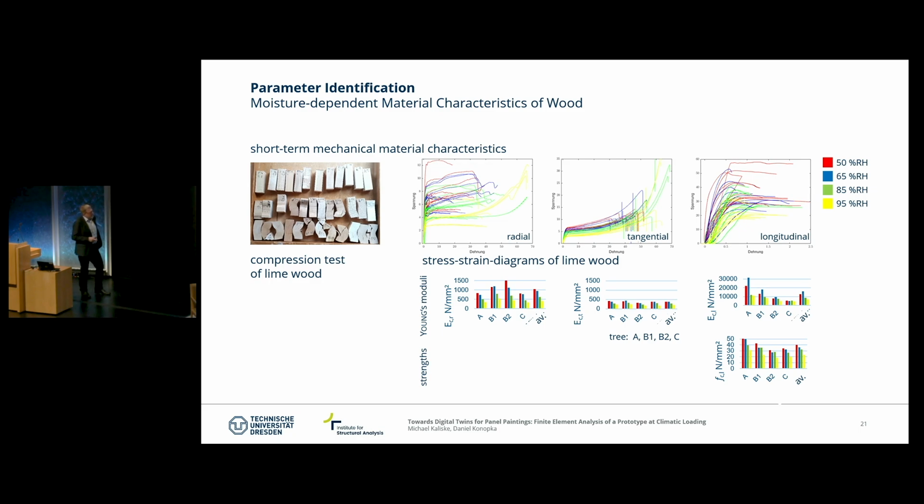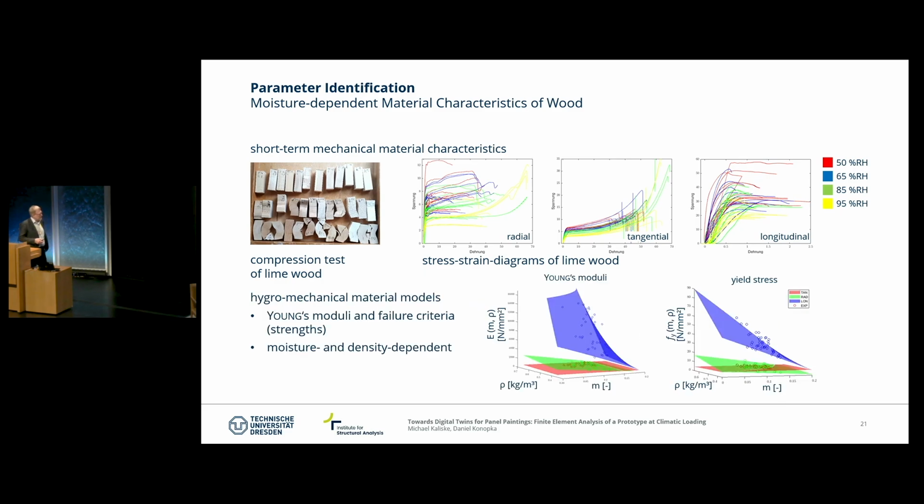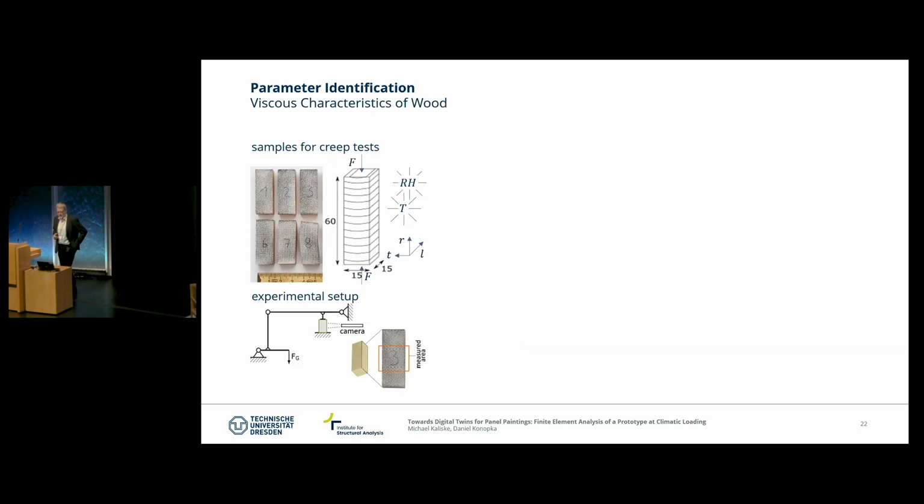We investigated samples from different trees, and A, B, and C stands for the different trees. And you can see clearly that we have some kind of scattering even coming from the material, not only uncertainties which come from unknown loading cases in the past. But anyway, we neglect in this presentation the uncertainties, and we define here the Young's moduli and the strengths in the three different directions as a function of the density and the relative humidity in the material. So that can be used then in the simulation.